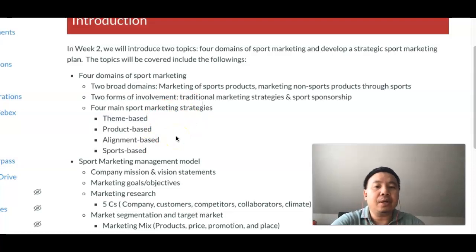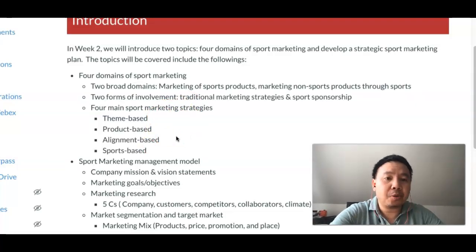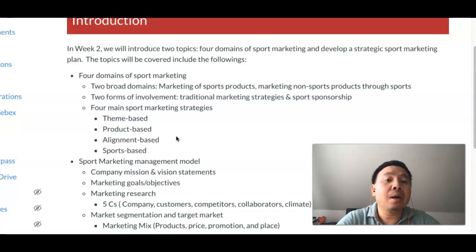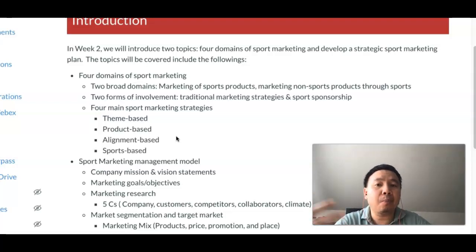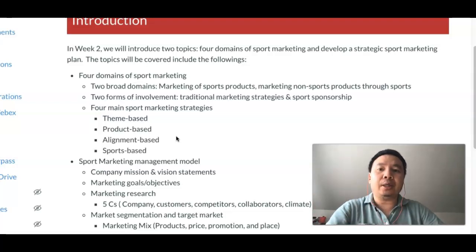In the first video, I think students do remember that we have two types of sports marketing. One is called marketing sports products. Another one is marketing through sports. We're talking about either sports products or non-sports products using sports as a platform to promote themselves. So these are the two types of what we call the broad domains in sports marketing.